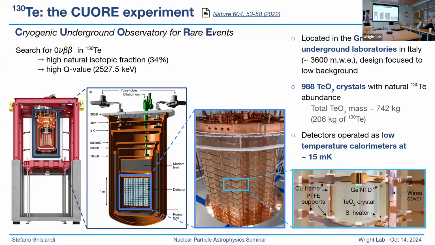This is the detector, around 1,000 crystals of tellurium dioxide, for a total mass of 206 kilograms of tellurium. These detectors are operated as low temperature calorimeters. And as you can also see from the zoom, the structure is copper plus PTFE that is keeping the detector there. And we have glued germanium thermistors on the detectors. So it's the same thermal sensor that I used for the measurement of indium-115.